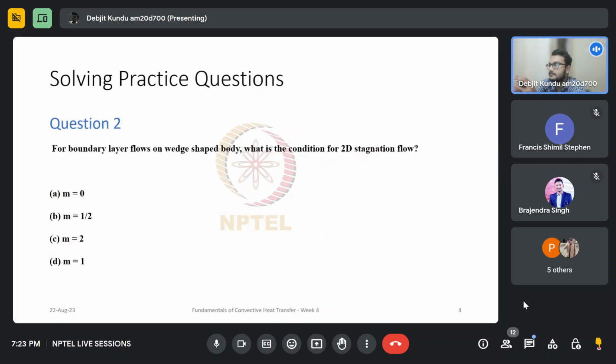We'll move on to question number 2 of today's session, which is asking us: for boundary layer flows on wedge-shaped bodies, what is the condition for 2D stagnation flow? So we learned the Falkner-Skan equations for flow over wedges, which have a certain angle, let's say pi beta. There u infinity is equal to some c into x to the power m, right? So what is this m value for a 2D stagnation flow that you have to find?